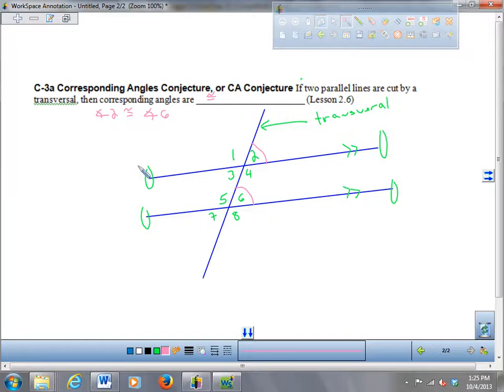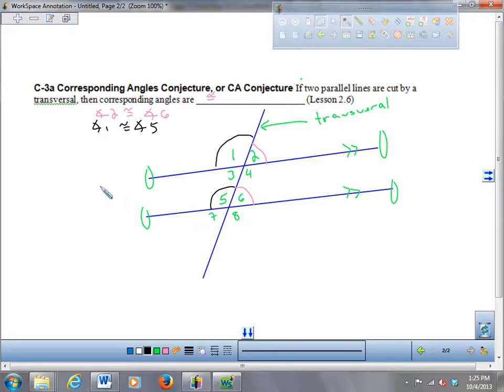Okay. 1 and 5. Very good. So angle 1 and 5 are corresponding angles, and they're congruent. Angle 1 congruent to angle 5.